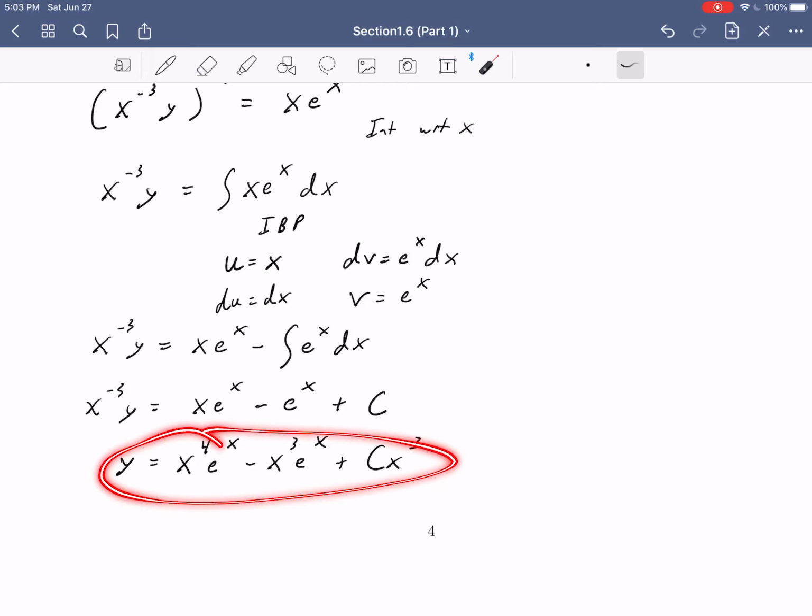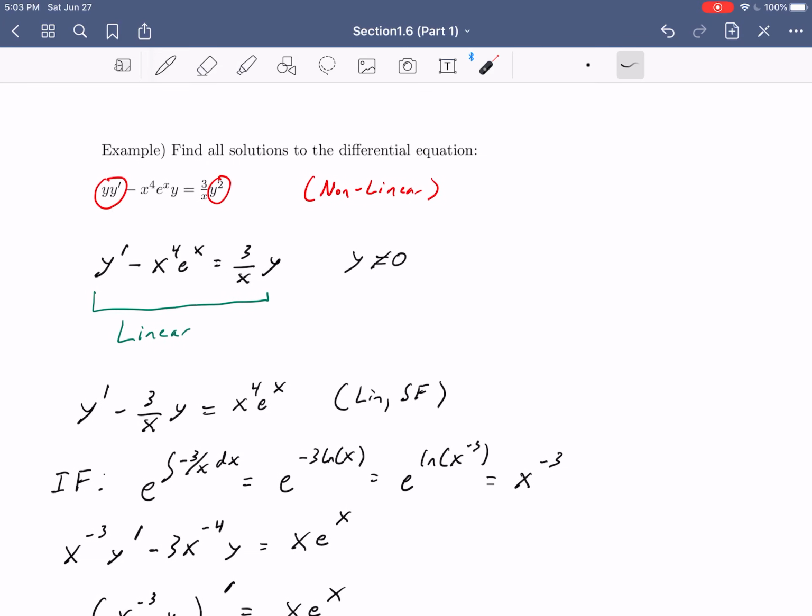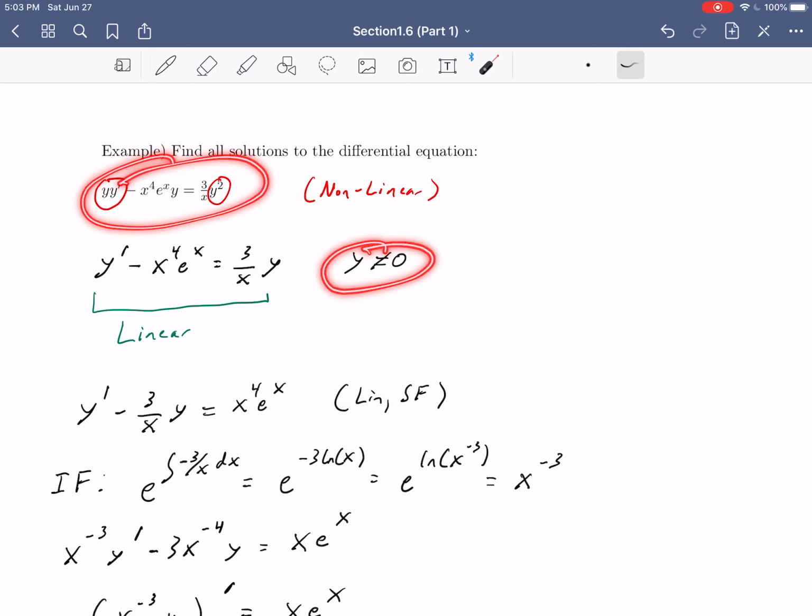Now, this would be the general solution if we had started with this. But we actually started with this nonlinear one, and we made this decision to divide through by y, so we need to check this.